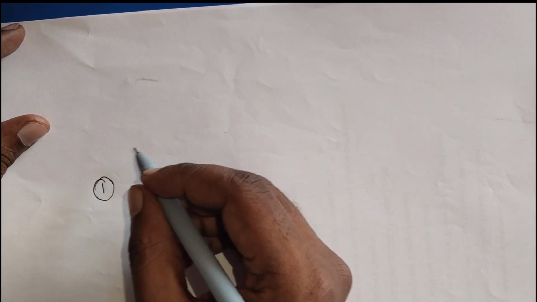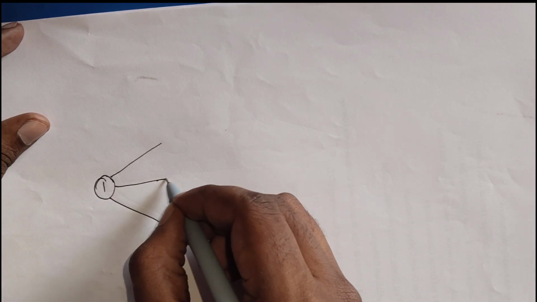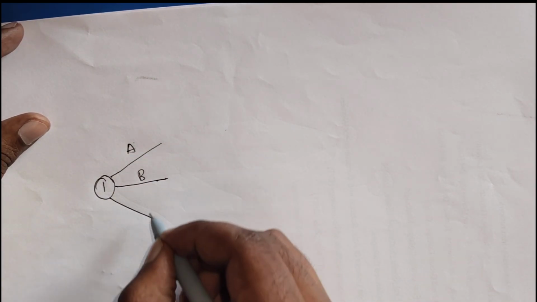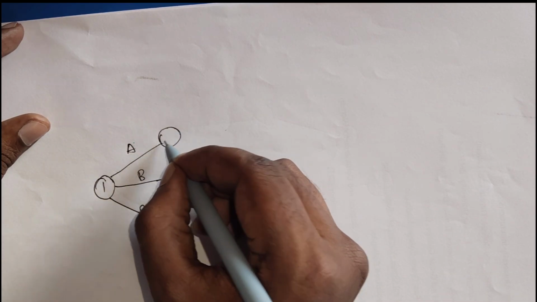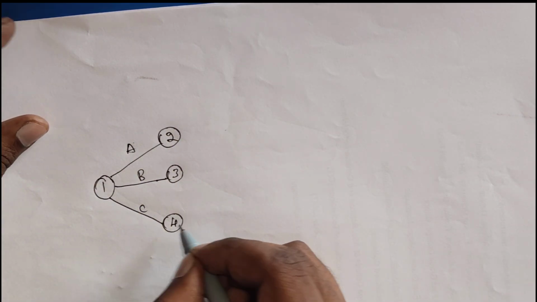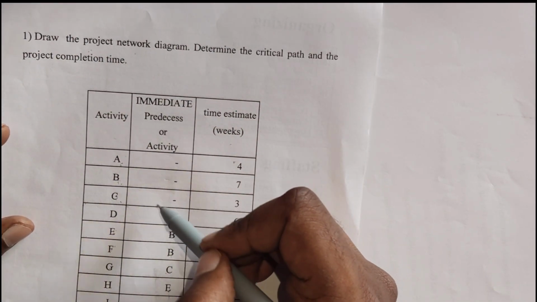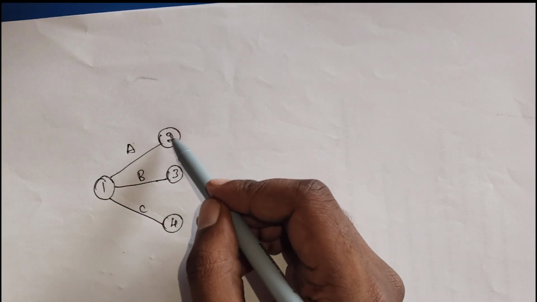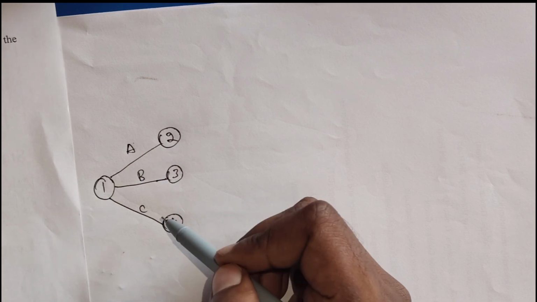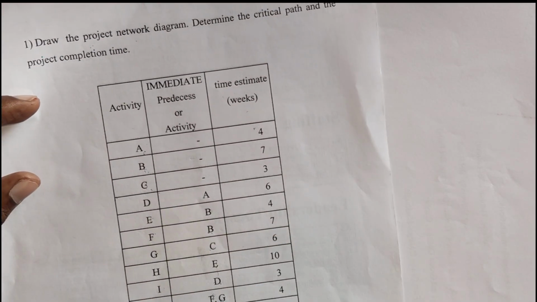Start with node 1: A, B, C. This is A, this is B, this is C. They will act as nodes 2, 3 and 4. Why? Because for A, B, C there is no predecessor, so the three activities start together. Done.